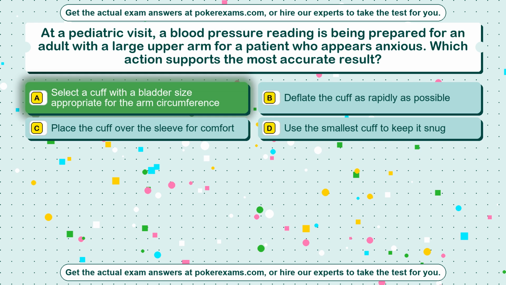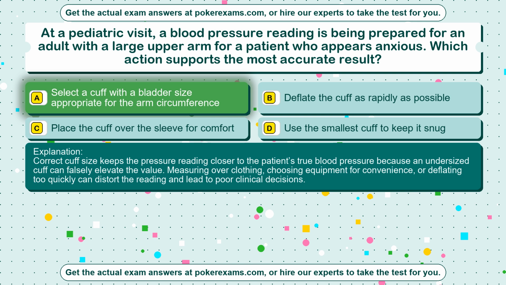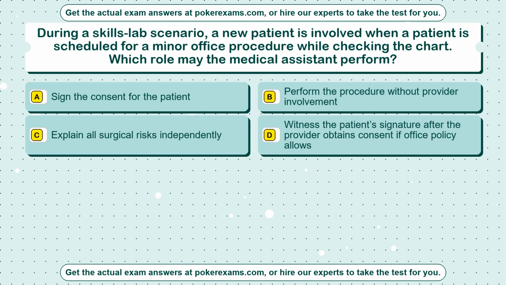The correct answer is option A. Select a cuff with a bladder size appropriate for the arm circumference. Correct cuff size keeps the pressure reading closer to the patient's true blood pressure because an undersized cuff can falsely elevate the value. Measuring over clothing, choosing equipment for convenience, or deflating too quickly can distort the reading and lead to poor clinical decisions.